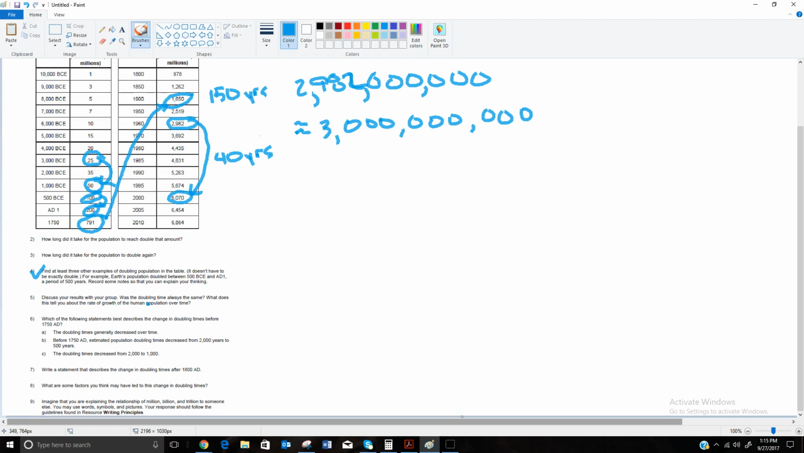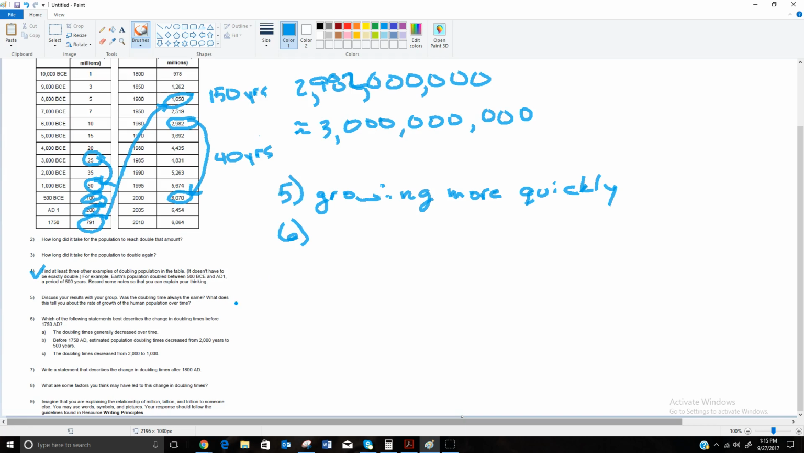What does that tell you about the rate of growth? So if the doubling time got shorter, does that mean that the population was growing slower or more quickly? Well, if it's doubling in a shorter amount of time, that means that it is growing more quickly. So the population is growing more quickly now than it was back in the BCE era or even the early AD time period.